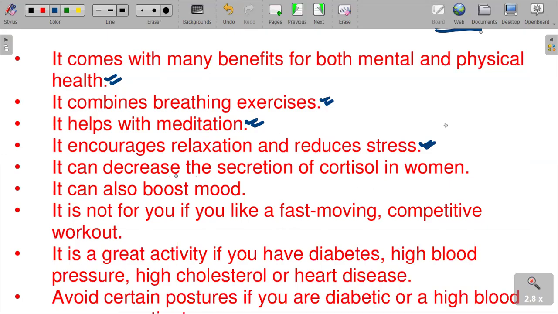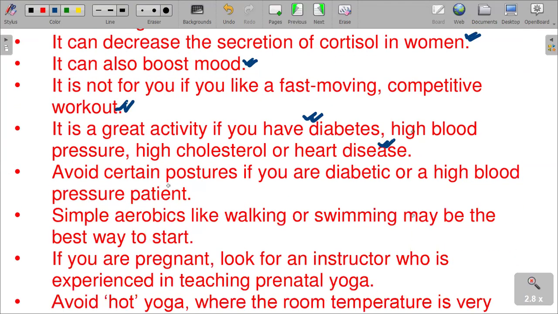It can decrease the secretion of cortisol in women. These are points that we are pointing out. It can also boost mood. It is not for you if you like a fast moving and competitive workout. It is a great activity if you have diabetes, high blood pressure, high cholesterol, and heart disease. Avoid certain postures if you are diabetic or a high blood pressure patient. Simple aerobic exercise like walking and swimming may be the best way to start. If you are pregnant, look for an instructor who is experienced in teaching prenatal yoga.